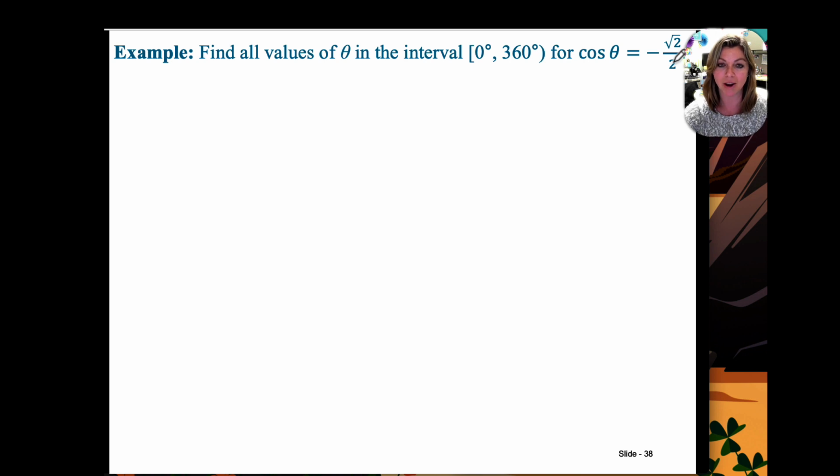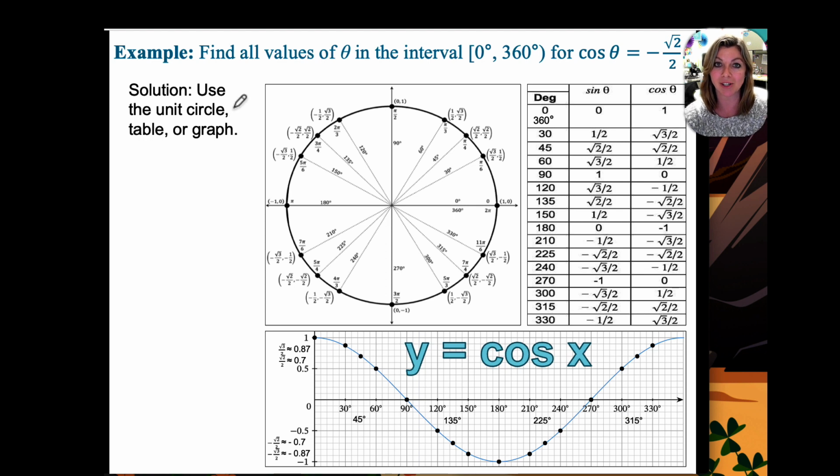All right, we're going to do this using three different tools. We're going to use the unit circle, we'll do the same thing using the table, and we'll confirm our answer using the graph. So here are the three tools, and let's start with the unit circle.